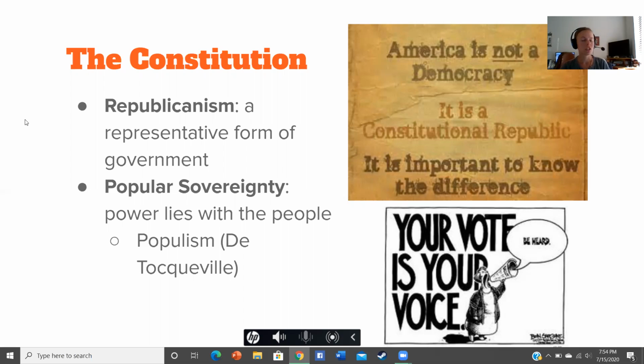Article 2 is the executive branch, tasked with carrying out the laws of our country, made up of the president, the vice president, and all the president's men, the cabinet, basically, those executive departments and independent agencies that help enforce the country's laws. Article 3 is the judicial branch, or the Supreme Court, 9 Supreme Court justices and the lower courts. And then we get to Article 4, which sets up this idea of federalism.